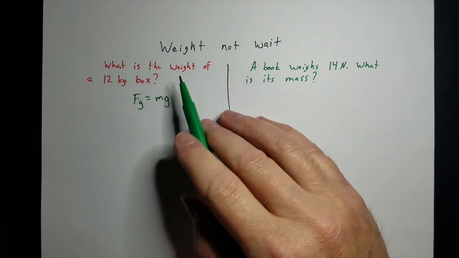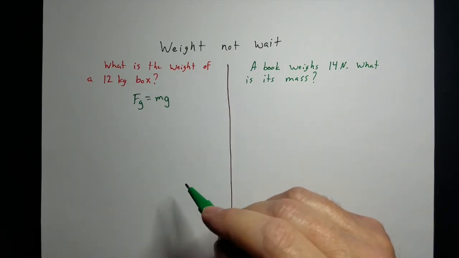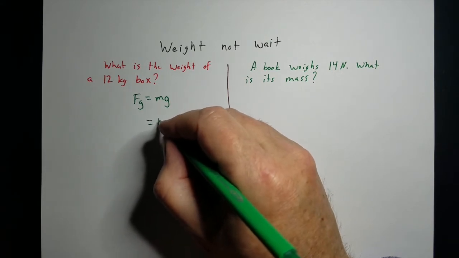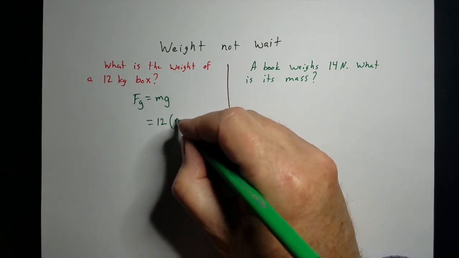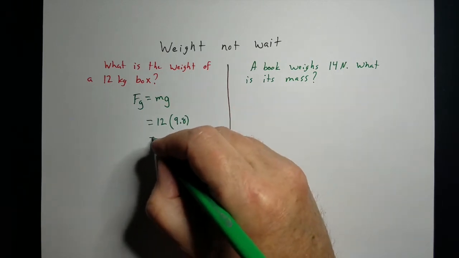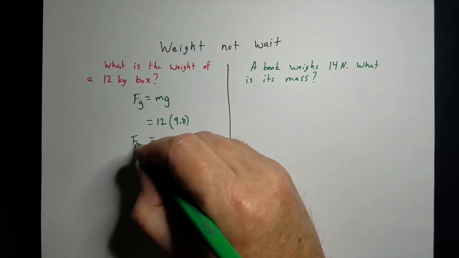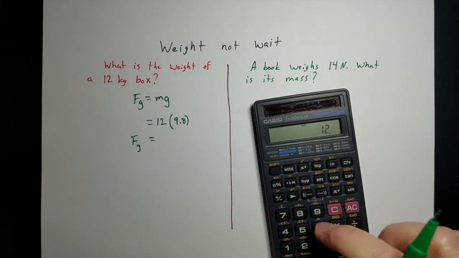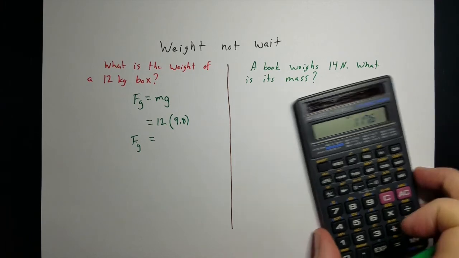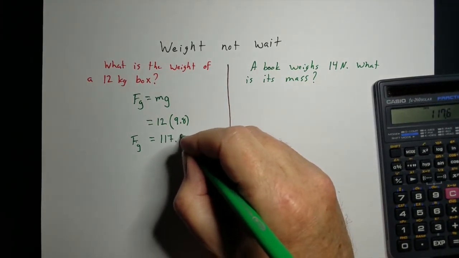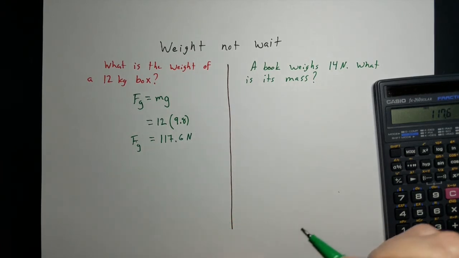And so I want to know, how much does a 12 kilogram box weigh? Well, the mass is 12 kilograms. And we automatically know that g, as long as we're on the Earth, is 9.8. And so we can just multiply 12 times 9.8, and we get 117.6 newtons is the weight of that box.